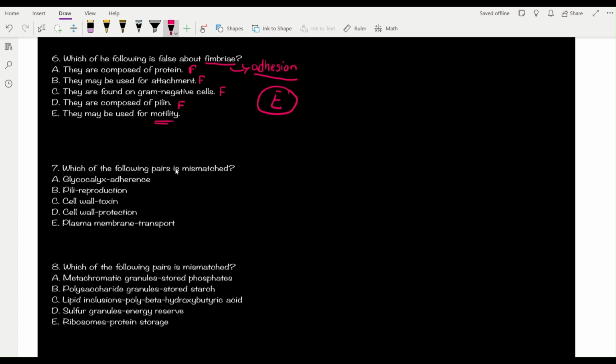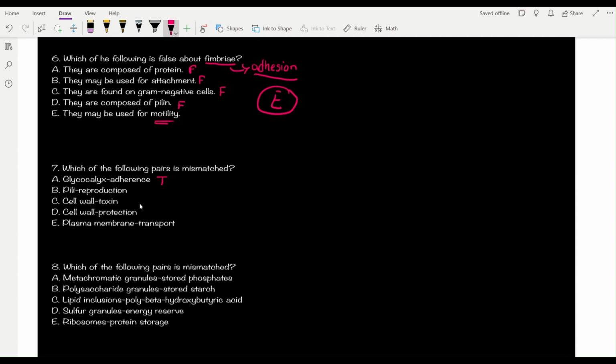7. Which of the following pairs is mismatched? A. Glycocalyx for adherence. That is true. B. Pilin for reproduction. Well, pilin is used to transfer DNA from one cell to the other, and it's also used for motility. We have C. Cell wall and toxin. Well, some of the components on the cell wall can be used as toxins or be considered as toxins.